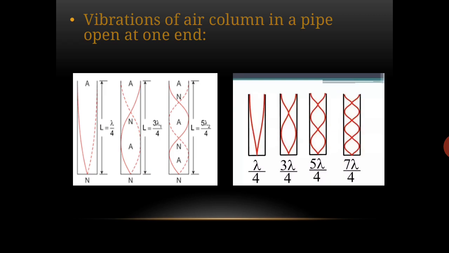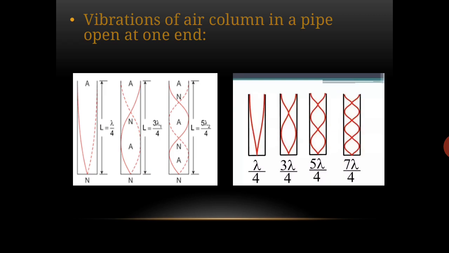Air at the open end is free to vibrate with the maximum amplitude, and an antinode is formed at the open end. This is the simple mode of vibration of an air column closed at one end, called the fundamental mode. Now see diagram number 1. In that, capital L is equal to lambda by 4. Node is present at the closed end and antinode is present at the open end.